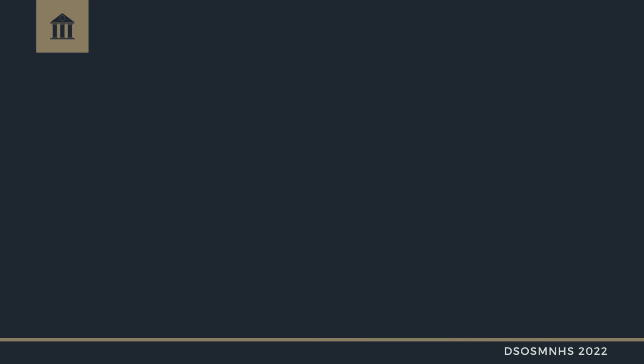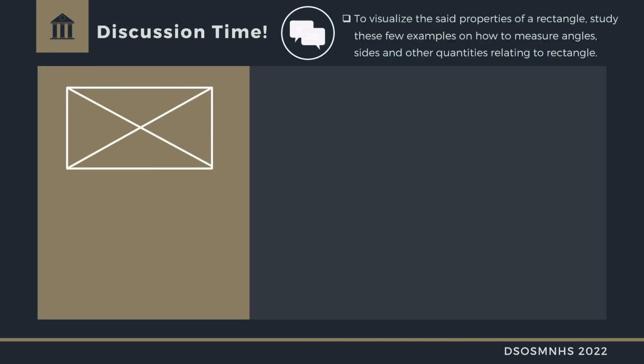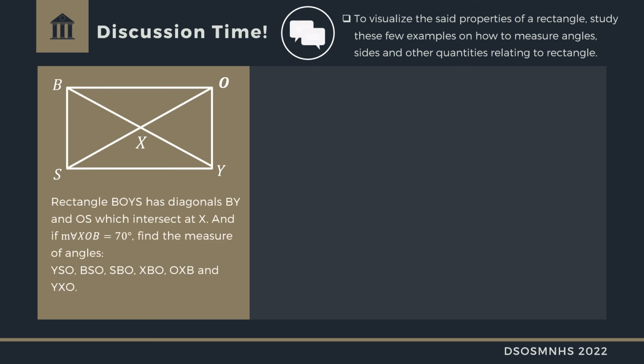So to continue with our examples on rectangles, we have our third example. Example number 3: rectangle BOYS intersecting at point X, wherein the given are the following. Rectangle BOYS has diagonals BY and OS which intersect at X, and the measure of angle XOB, this one on top, is 70 degrees.